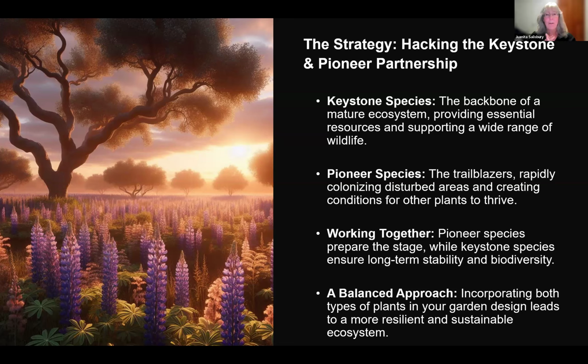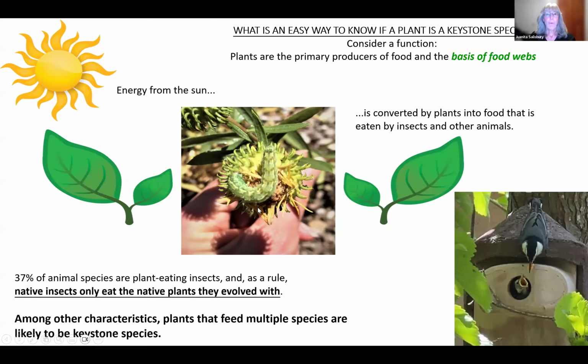The pioneer species and the keystones: the pioneers prepare the stage, and the keystone species ensure the long-term stability and biodiversity. And that balanced approach that you take by incorporating both types of plants in those roles into your garden leads to a more resilient and sustainable ecosystem. So you might be asking yourself, what's a keystone species? We'll take each type of role here.